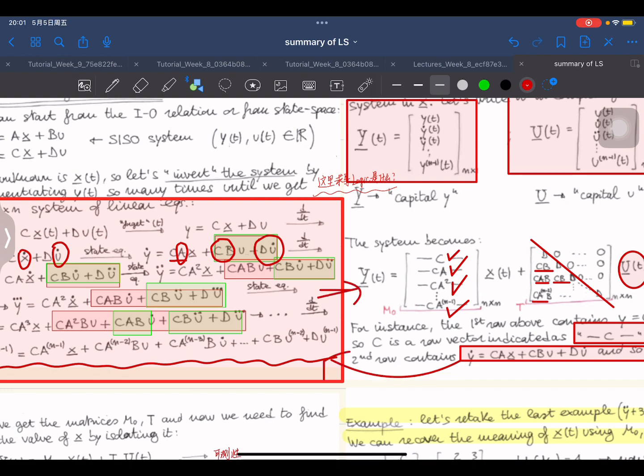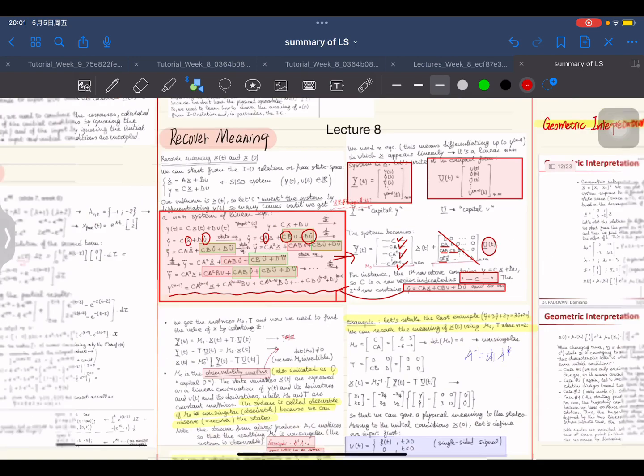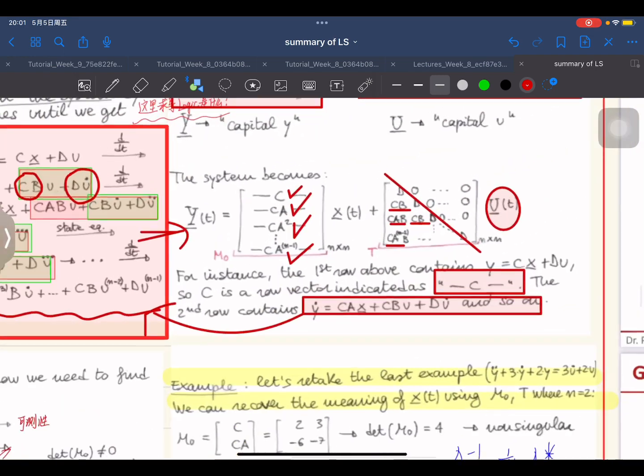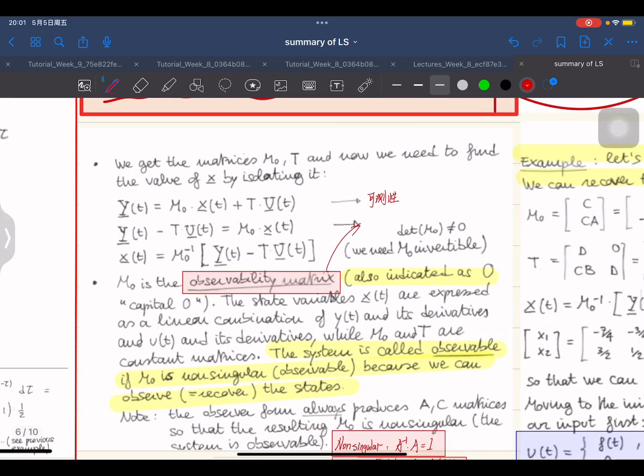We use a matrix to represent it now. Later, we get matrices M0 and T. Maybe you are confused about what they are. Actually, we just represent this one as M0 and this one as T. We use capital M0 and capital T to represent these two matrices. This helps us do things more simply. We get the matrix M0 and T, and now we need to find the value of S. How could we get this? Just use matrix knowledge from mathematics, and now you can get this.